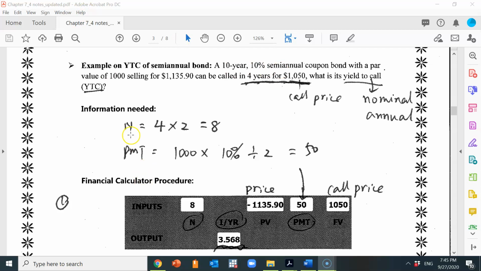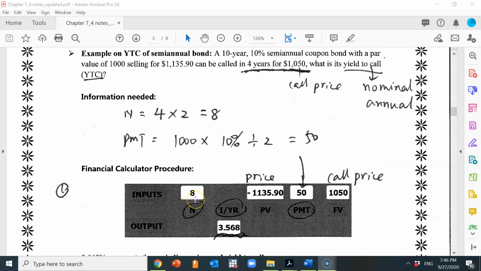So for N, we need to input 4 multiplied by 2, so it's 8 half years before the call date. Remember we want to solve for yield to call, so we're inputting the call date instead of the maturity date. Payment, we need to input 1,000 par value multiplied by 10%, the nominal annual coupon rate, divided by 2, so we know it's $50 twice a year. The semi-annual coupon payment is still the same, no matter when you call back the bond. And we input N as the dates to call, 8 half years.